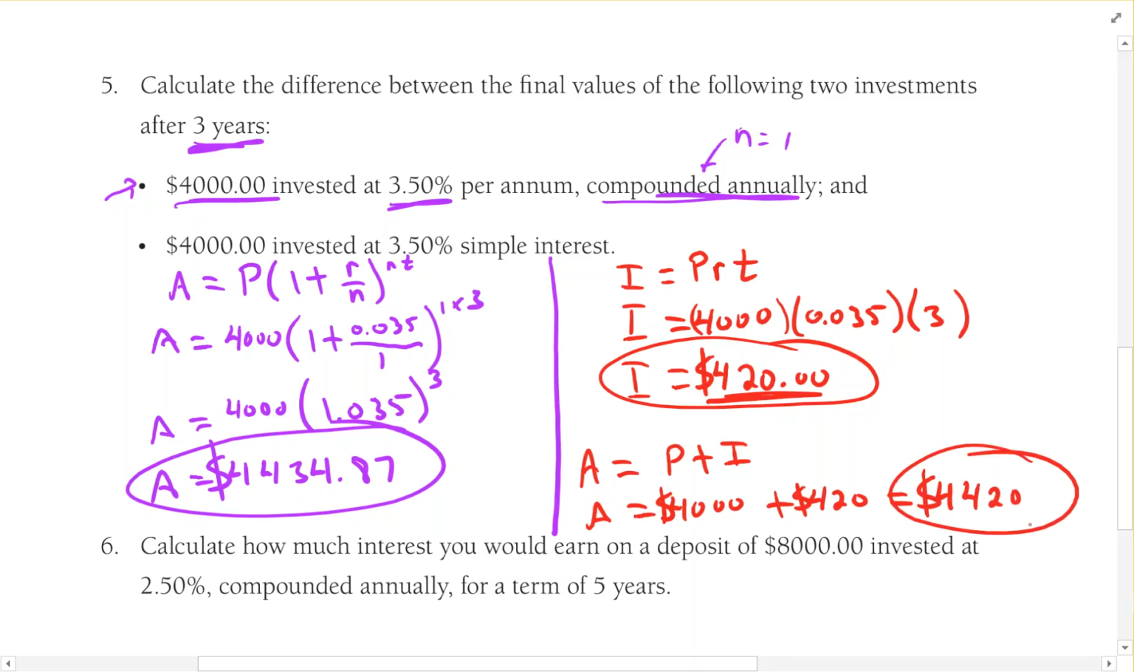Okay, so there's my difference, right? If I did this with compound interest, this would have been my answer. If I did this with simple interest, that's how much I'd make. So the one was better than the other, right? Oh, so I guess our last step, it did ask us to calculate the difference. So we're just going to go this number minus this number. And that would be, what would that be? $14. All right, I'm running out of room. So it's going to be $14.87.